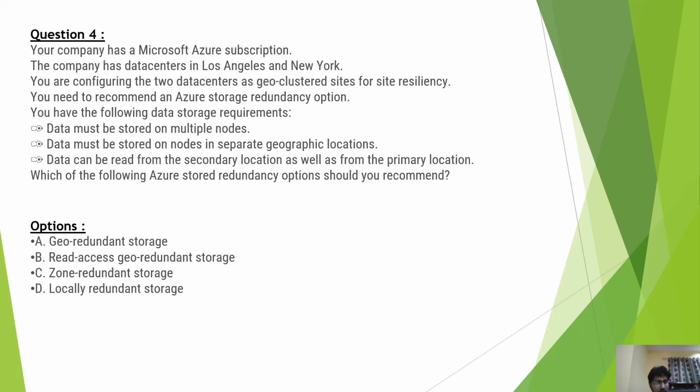You have the following data storage requirements. Data must be stored on multiple nodes. Data must be stored on nodes in separate geographic locations. Data can be read from the secondary location as well as from the primary location. Which of the following Azure storage redundancy options should you recommend?